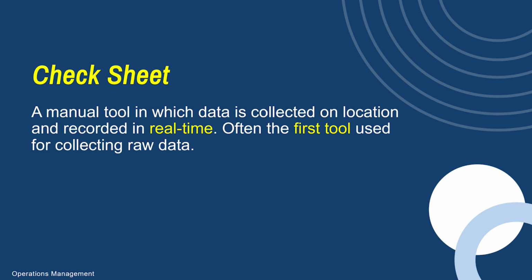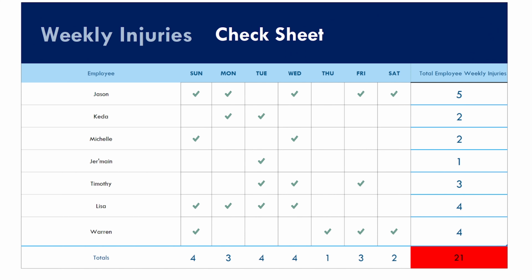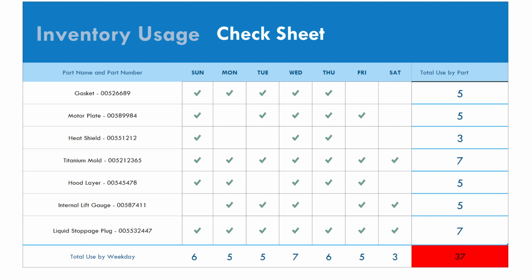So when it comes to a check sheet, this is more of a manual process. It's a sheet that is used to check things off, right? You may document the number of injuries in a workplace using a check sheet, or you may use a check sheet to determine what has been used when it comes to certain aspects of production. But this is usually done manually when it comes to a check sheet, again, in real time.